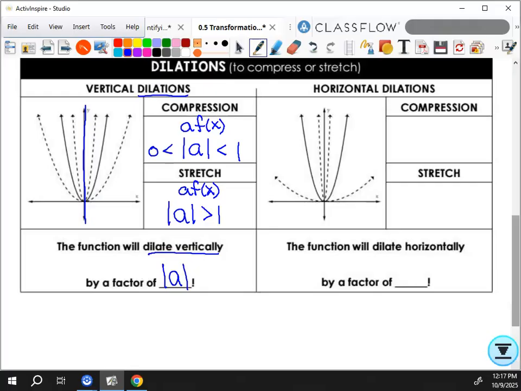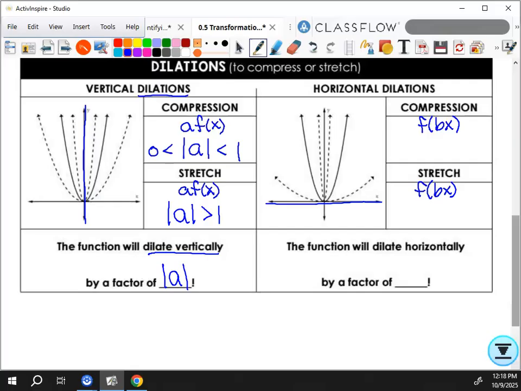Then horizontal, that's our x, right? So this would be f of b times x. That would be for a compression or a stretch, right? But x is a what? Liar. So if I have f of 3x, it looks like it should be getting bigger, but that's a lie.